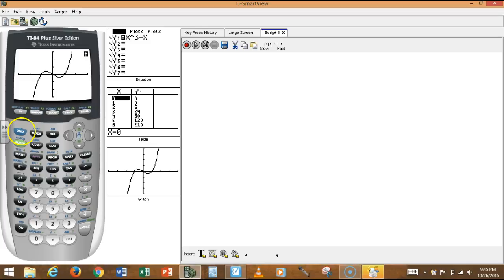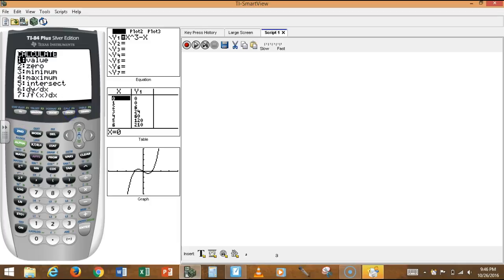If we go to second calculate, we can determine what that local minimum value is. So it asks us for our left bound. So our local min appears to be somewhere in this region, so I'm going to go to the left of that value, push enter, then I need to find my right bound, so I go to the right of that minimum value, push enter again, and I have my local min at approximately 0.58 for my x value and a y value of -0.38.